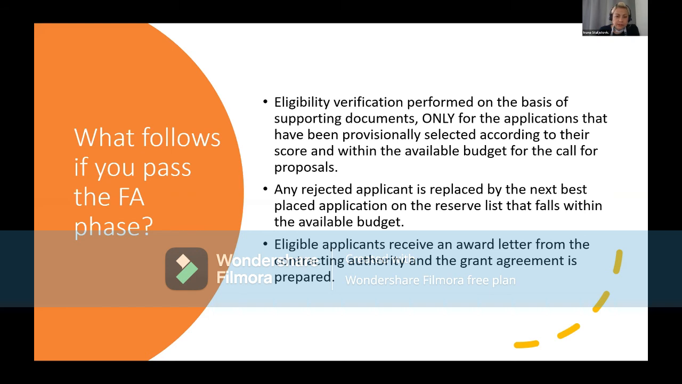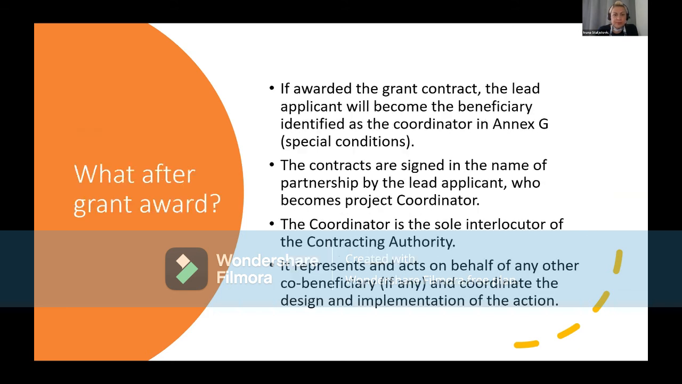At the end, certainly the eligible applicants are informed from the side of the contracting authority, and then this grant contract is prepared for the signature. What after grant award?